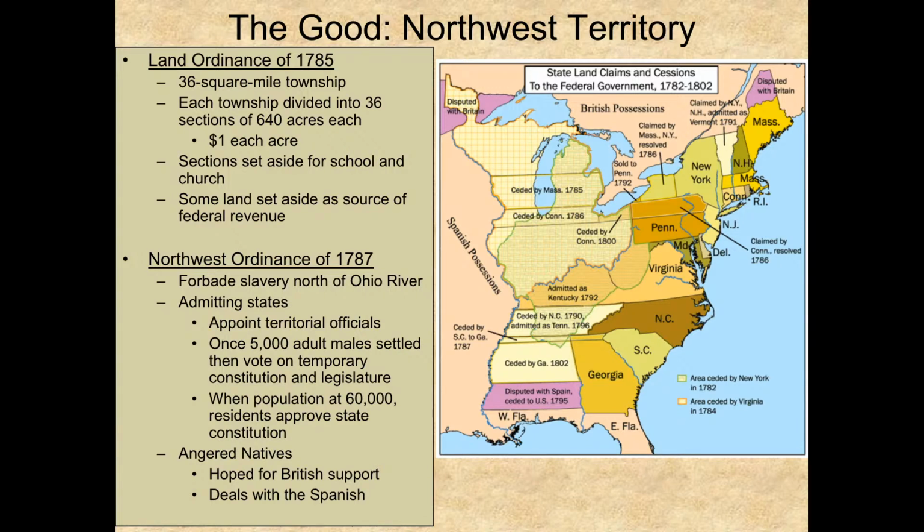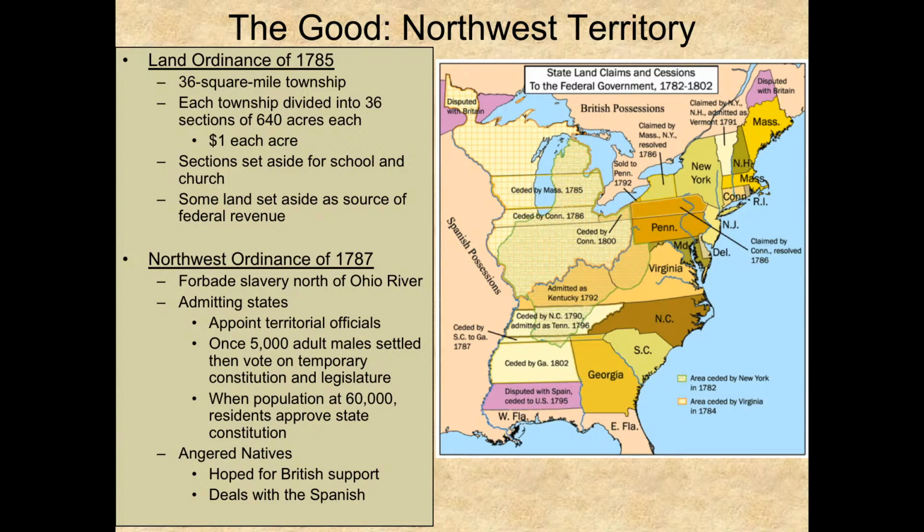Alright. Thing number 3, though, is probably the most important thing that the Articles did right, which is the Northwest Ordinance of 1787. Now, this is going to formally set up how we admit states into the Union. So, territories need to align by these criteria, and once they reach a certain population within that territory, they could apply for statehood. So, essentially, that's the one good thing coming out of these articles.